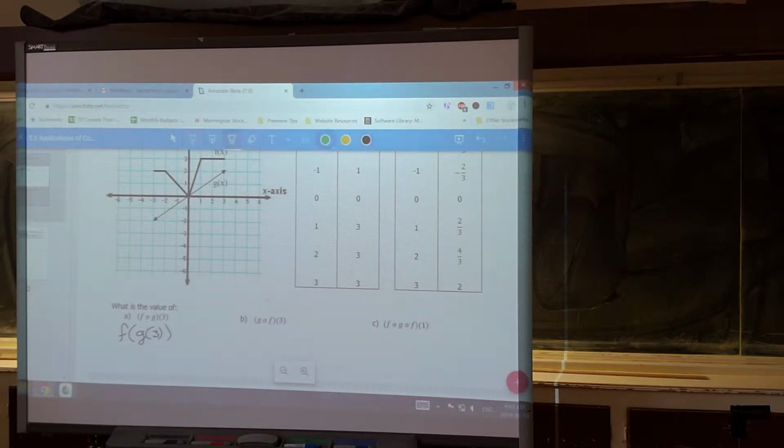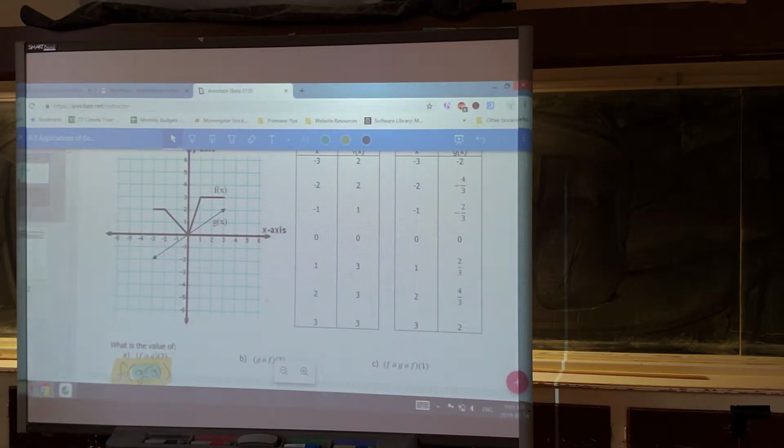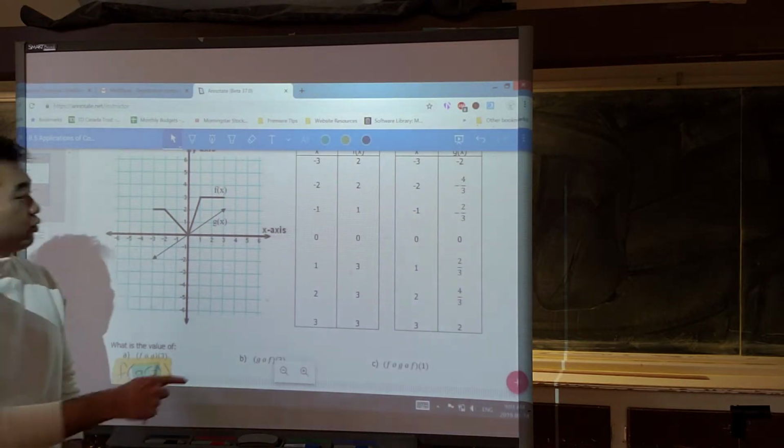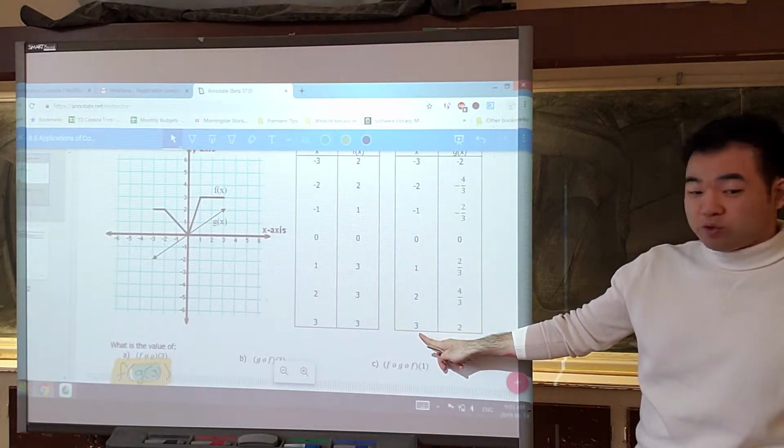Right. So what you'd want to do is you'd probably be very much interested in what g of 3 is before you even give yourself the opportunity to do f of whatever that number is. Okay, so let's start from the inside. Graphically, what does that look like? Well, what's g of 3? G of the x value 3. Oh, over here, sure.